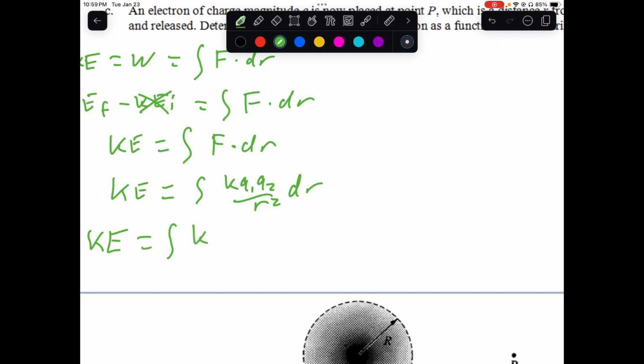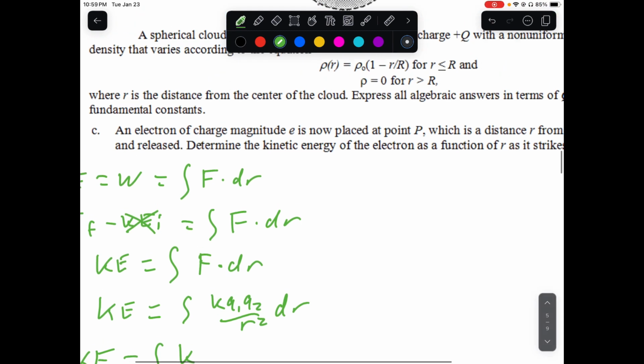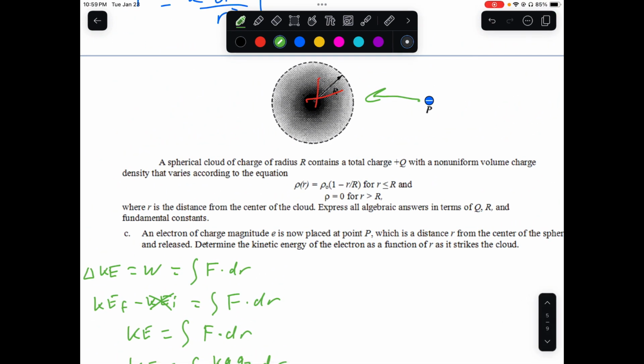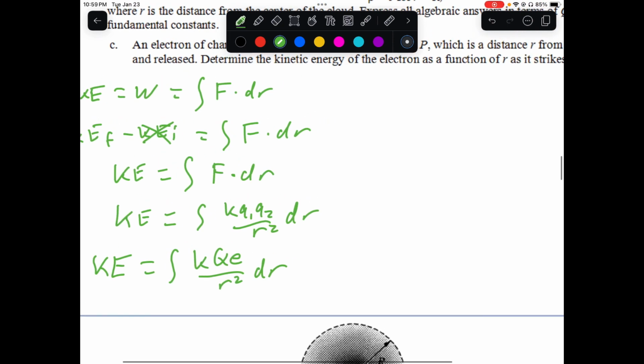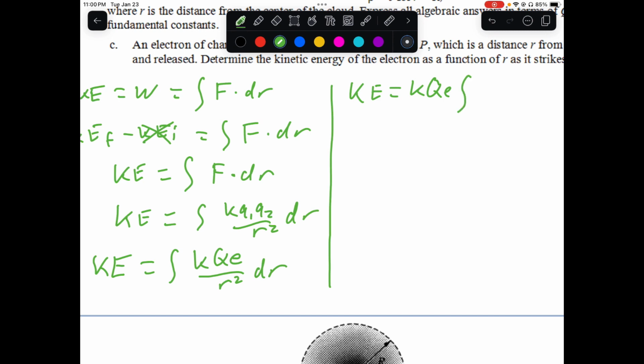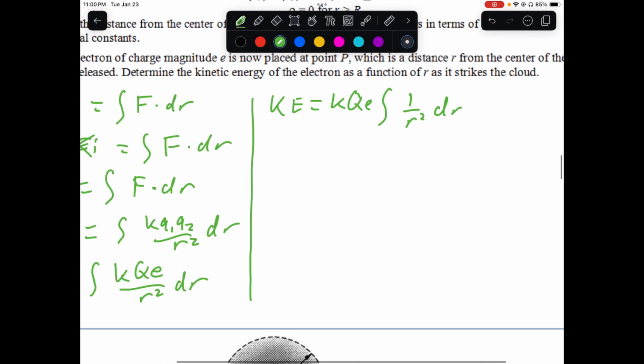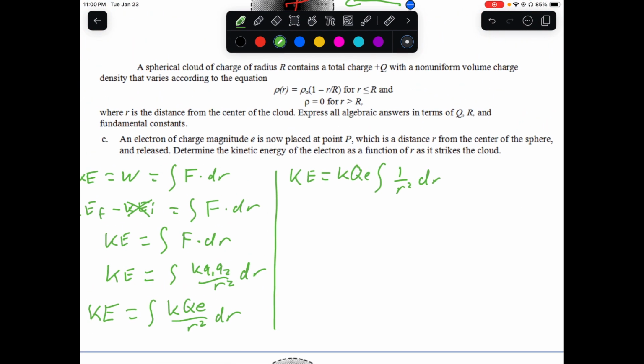It's the integral of K. So let's say Q1 is the cloud, which has charge plus Q, and Q2 is going to be the electron, which has magnitude e. So that's just capital Q times e over R squared dr. Then I'm going to pull out all the constant stuff that I don't really care about. So that's K, big Q, little e, times the integral of 1 over R squared dr. I like doing that. It just makes it easier for me to see what I need to do in terms of the calculus. And then what are my limits of integration?